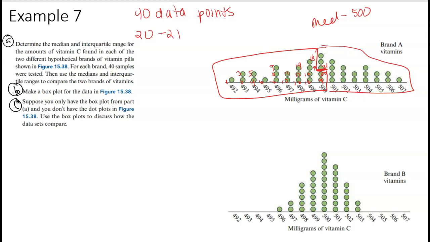Well, to find my interquartile range, I need my Q1 and Q3. So if I have 40 data points, now I only have 20 data points in this first half, this 50%. So if I have 20 data points, then the Q1 is going to be between the 10th and 11th point. Well, I already have those labeled. So there is my Q1. There's going to be 10 points here and then 10 points in this next section. So halfway between them is 497. So my Q1 is 497.